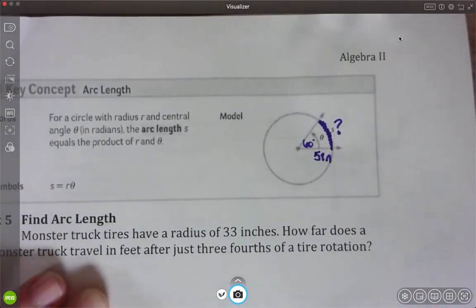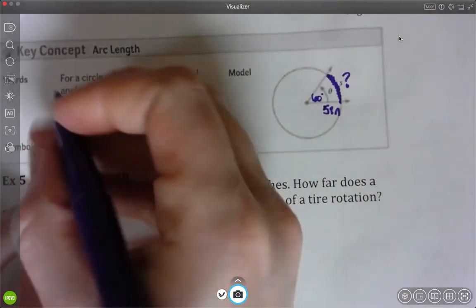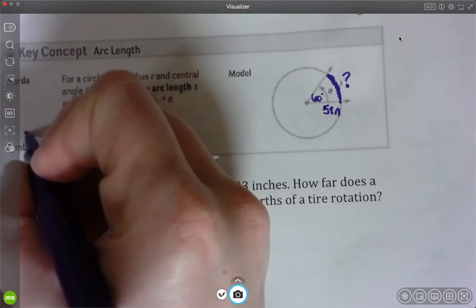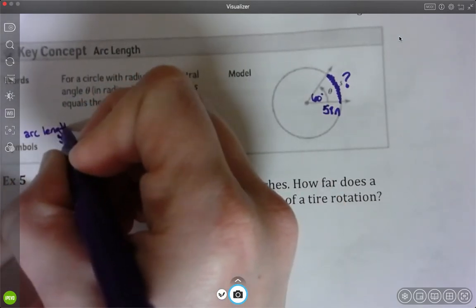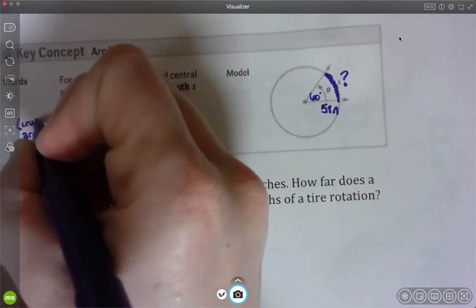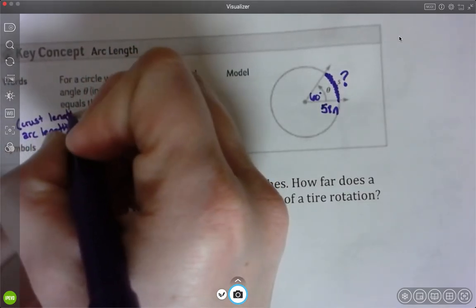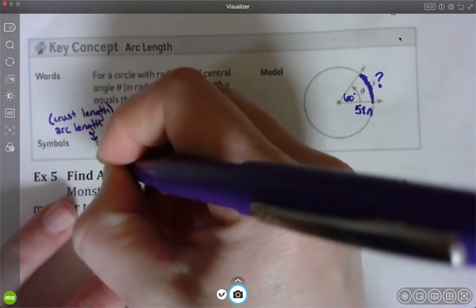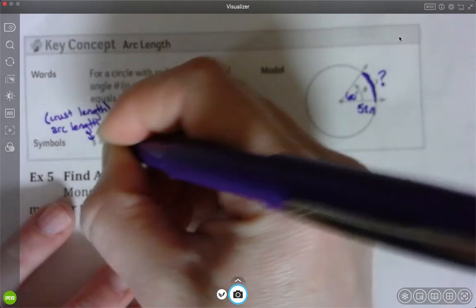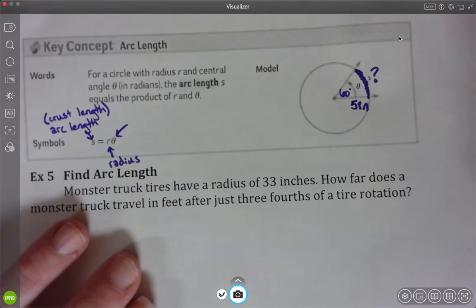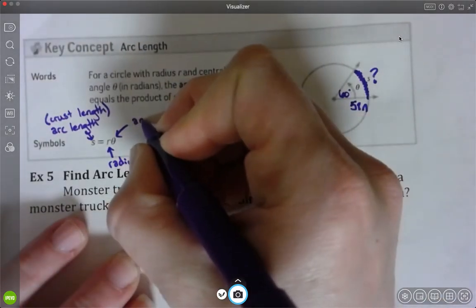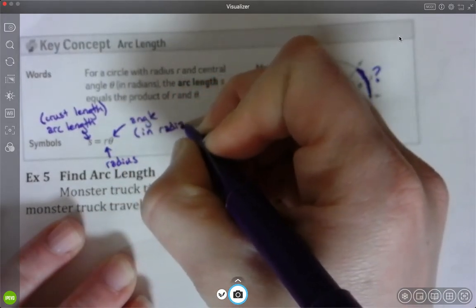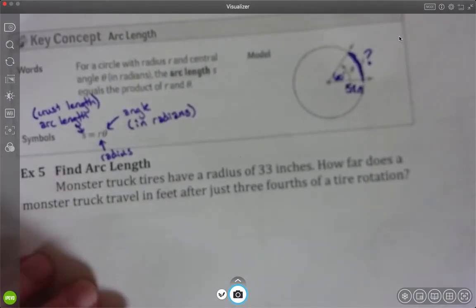The way I do that is by looking at S. That's what they label for the arc. So S is going to be the arc length, or if you want to say crust length, that's what S is representing. And then r is the radius. And this little symbol right here, we've talked about before, is called theta, and that is the angle. But the angle needs to be in radians, not in degrees. So we might have to do some conversions first.